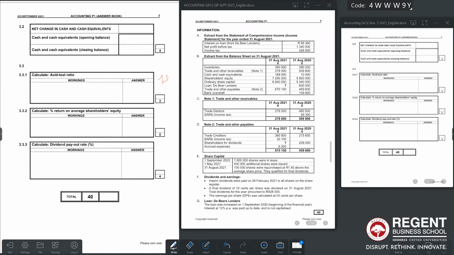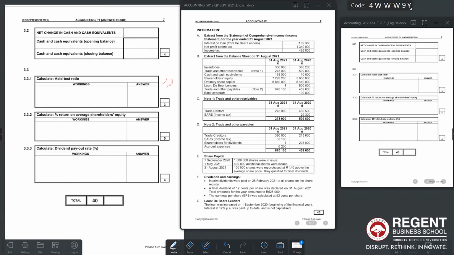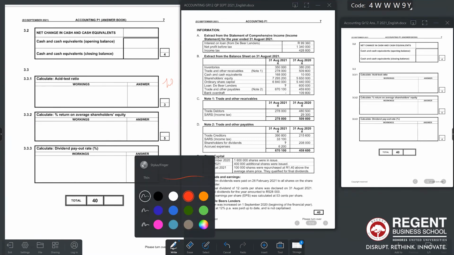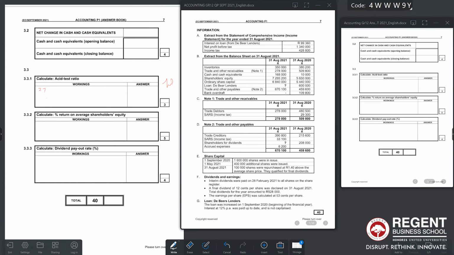Let's see the figures. You're taking the 278,000 plus my 168,000. It's my trade and other receivables. Your acid test ratio is your current asset minus the inventory, so basically it leaves you with your receivables and cash equivalents, which is 278,000 plus my cash, which was 168,000.